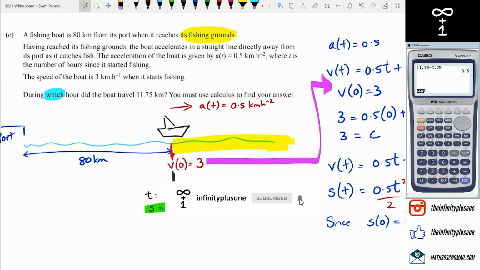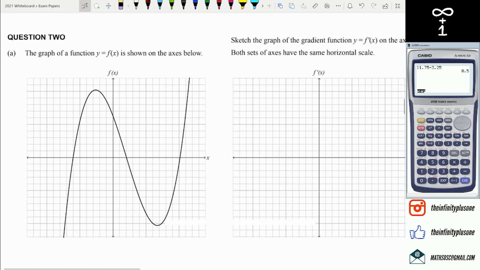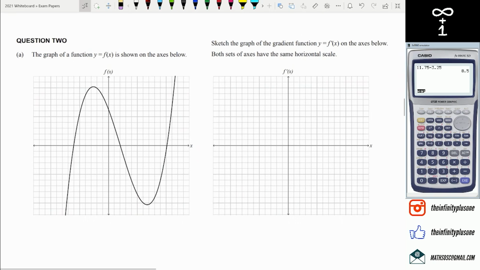All right, guys, let's go to question 2. Question 2, sketching gradient functions. So I'm going to be honest with you guys, gradient function questions, I made a mistake here. I know it's just so hard to work with tablets. Usually in an exam paper, you're going to get your grid right below the function, so it's easy for you to draw.